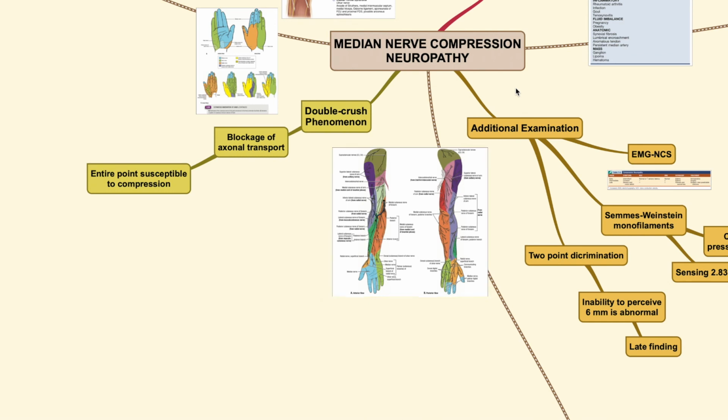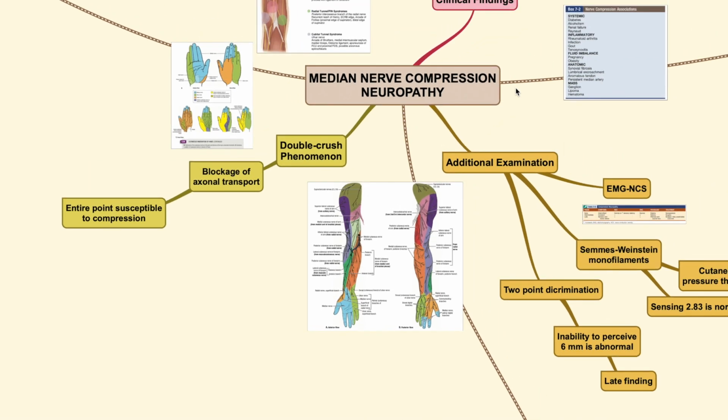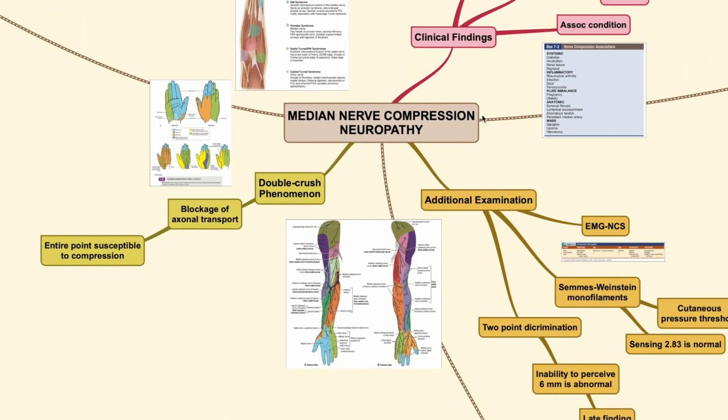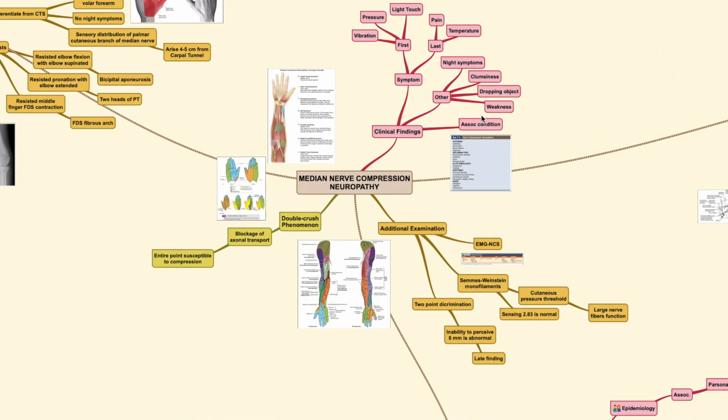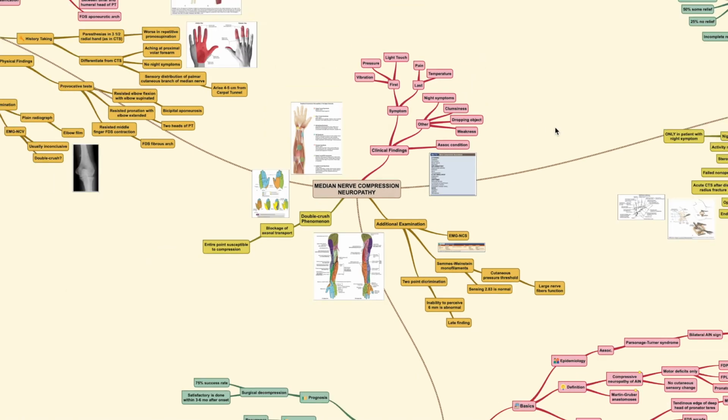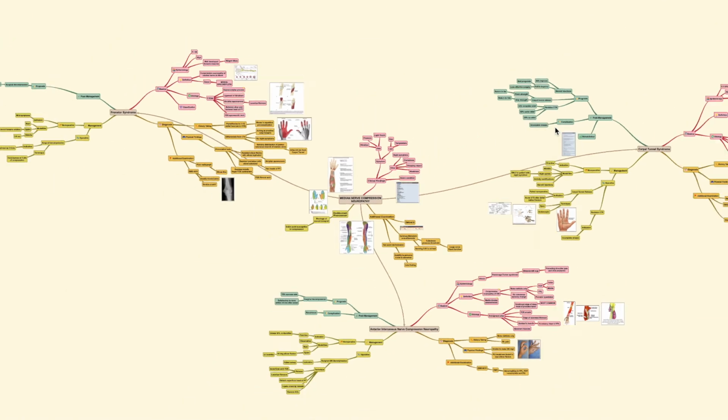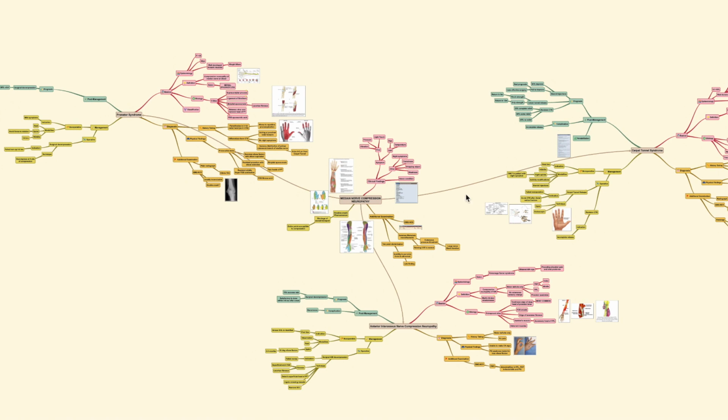I guess that would be all for today's introduction video regarding compression neuropathy. In the following videos, I'll give you a quick look and also an in-depth look at all those other compression neuropathy syndromes that may occur for the median, radial, and ulnar nerve. Be sure to check out my videos for more information regarding this.